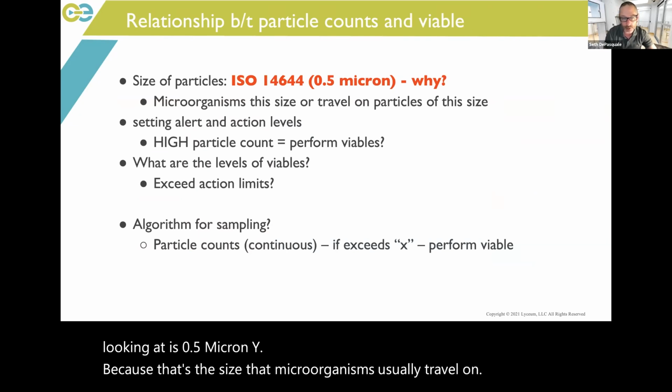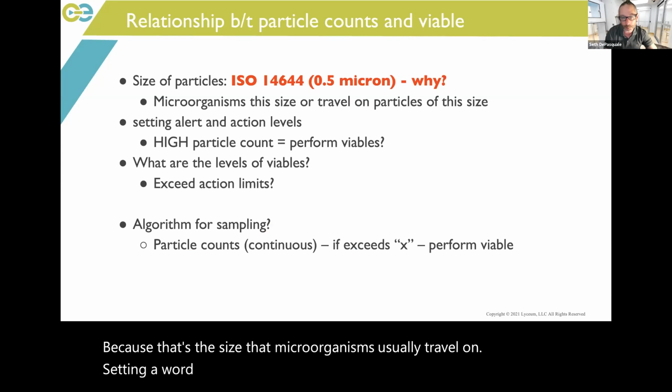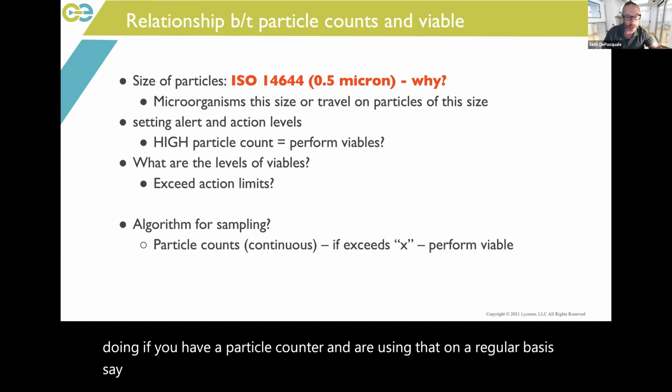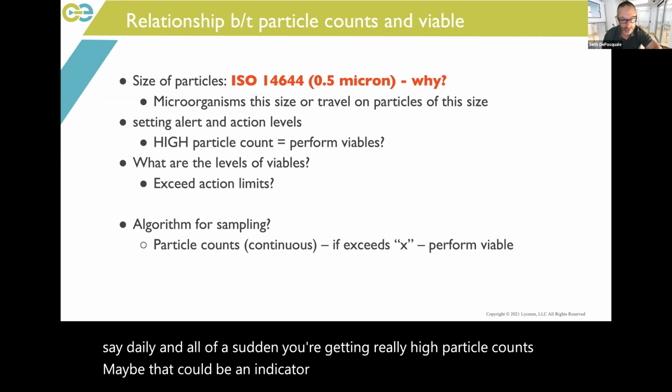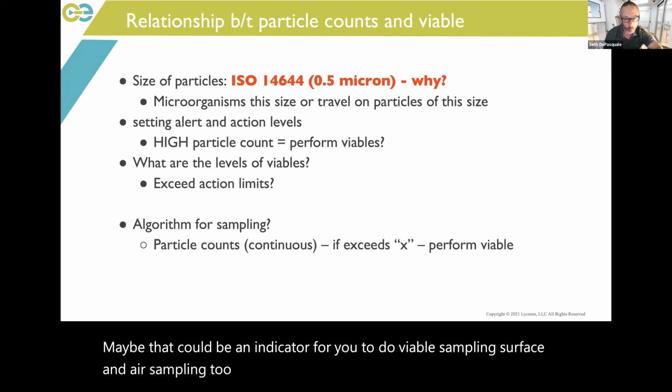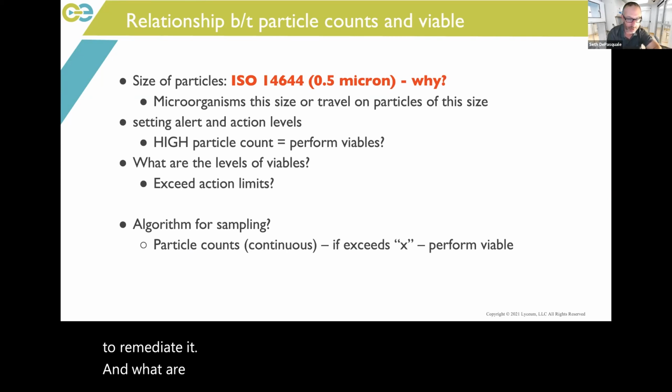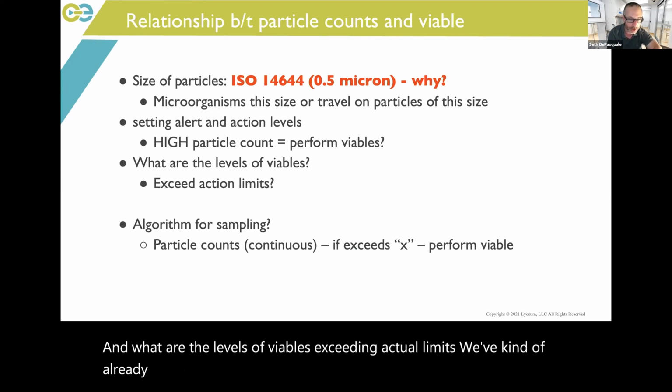Setting alert and action limits for your particle counts, maybe if you have a particle counter and are using that on a regular basis, say daily, and all of a sudden you're getting really high particle counts, maybe that could be an indicator for you to do viable sampling, surface and air sampling, to then figure out what the organism is and how to remediate it. And what are the levels of viables exceeding action limits? We've already looked at that a whole bunch of times.